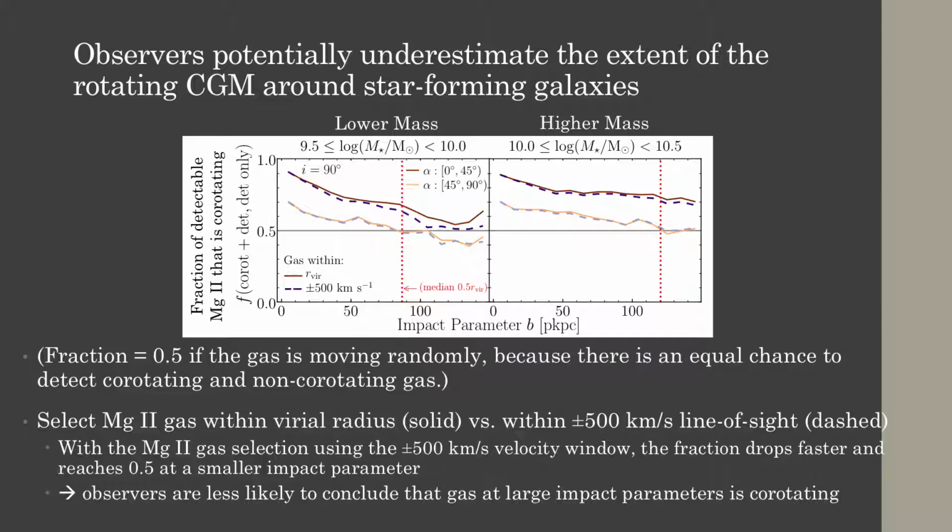However, observers do not know where the gas lies along the sightline. Therefore, instead of selecting magnesium-2 gas within the virial radius of individual galaxies, it is typical to select the magnesium-2 gas using a line of sight velocity window, for example, plus or minus 500 km per second. And we show the result using the dashed lines. Especially in the lower mass bin, we see that the dashed line lies below the solid lines, which means that the magnesium-2 gas outside of the virial radius but selected by a line of sight velocity window actually contaminates the corotation signal and makes observers less likely to determine the gas at large impact parameter to be corotating. Therefore, this means that observers could be underestimating the radial extent of the corotating gas.